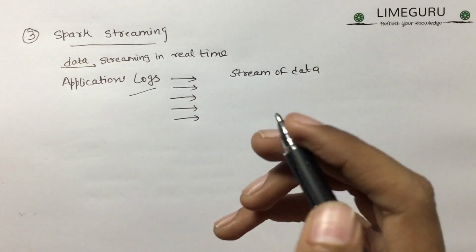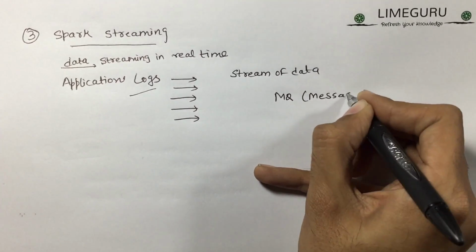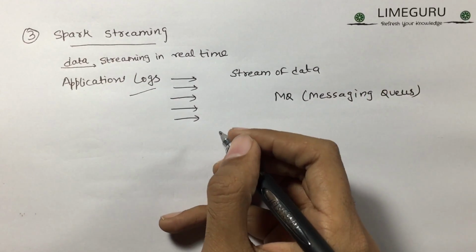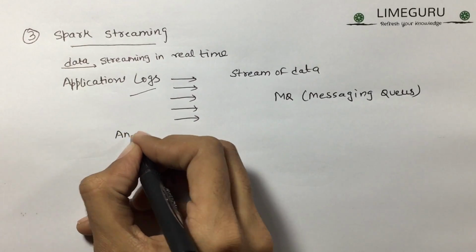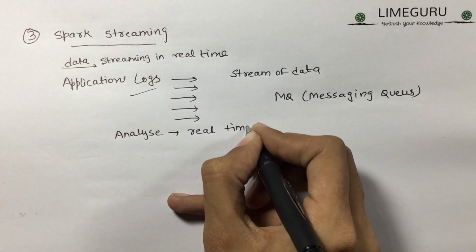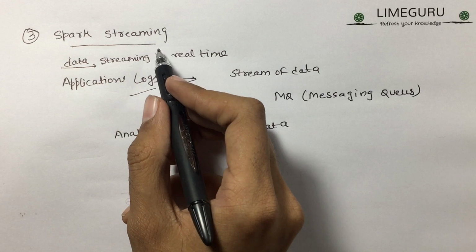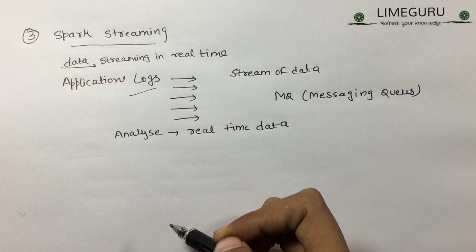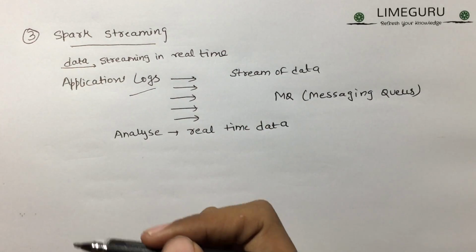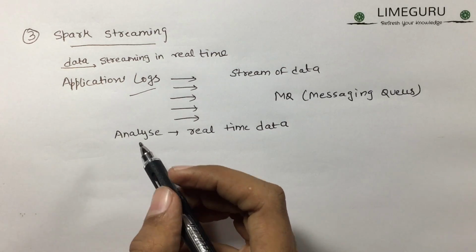It can be logs or it can be MQs. MQs means messaging queues. You are getting messages on top of some queues and you want to analyze this real-time data. So if you want to analyze this real-time data, you can use Spark streaming. So this is again a very good feature provided by Spark, that you can analyze your data in real time, which is also coming in real time. Continuous stream of data you can analyze in real time.